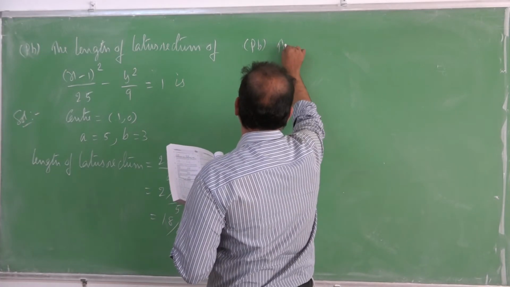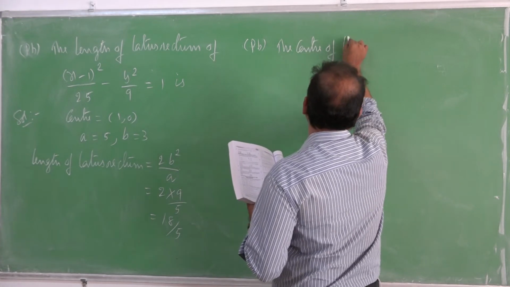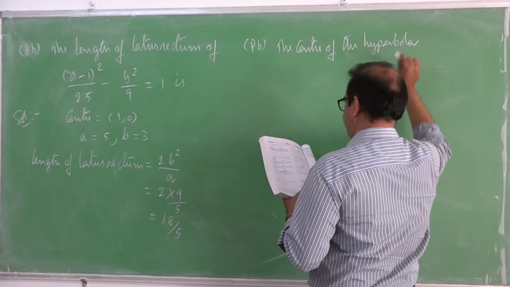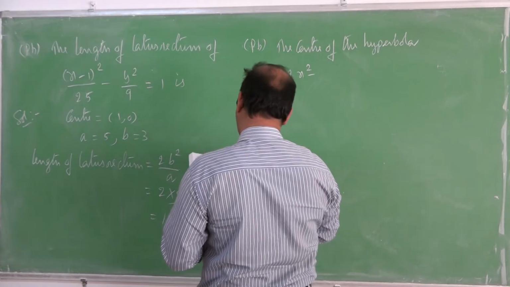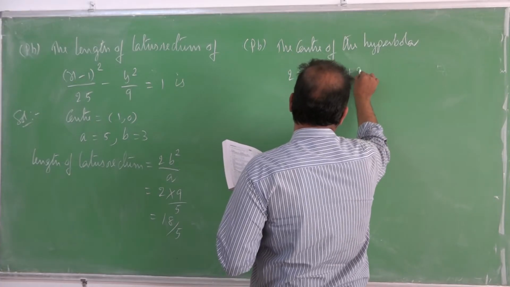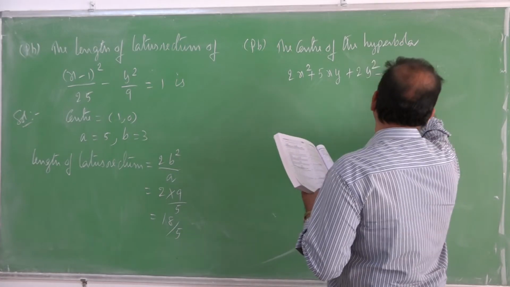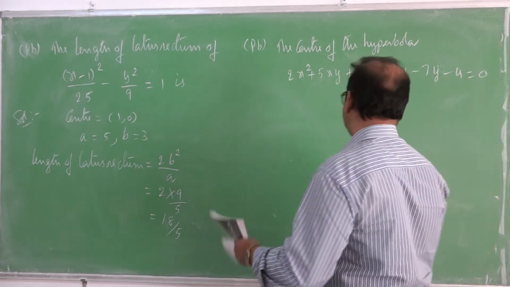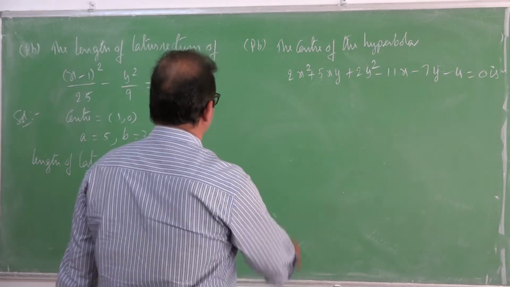The center of the hyperbola 2x square plus 5xy plus 2y square minus 11x minus 7y minus 4 is equal to 0 is. Center of this hyperbola is.